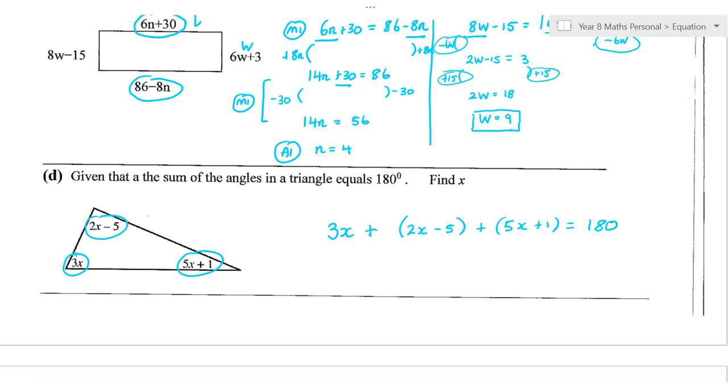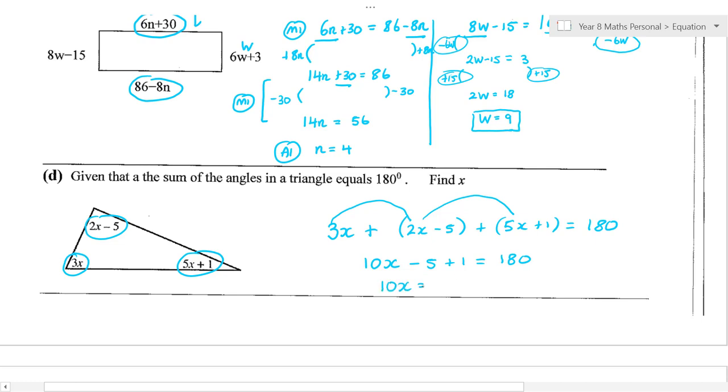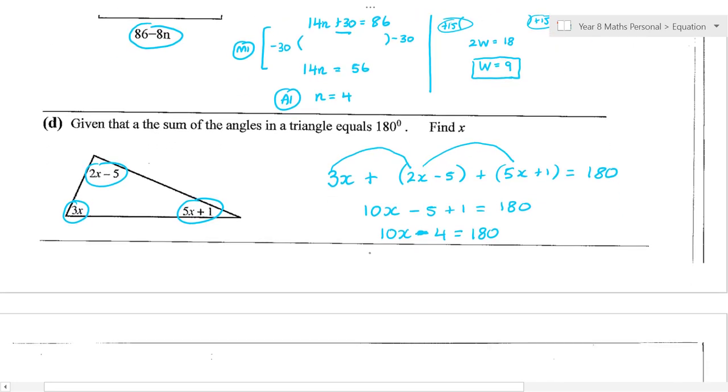All right, now let's add those things up. We've got 3 xylophones plus 2 xylophones plus 5 xylophones. That's going to be 10 xylophones, or 10x. And don't forget, we've got minus 5, minus 5, plus 1, as that equals 180. Now, on the left-hand side, minus 5 plus 1 is what? Is equal to negative 4. That's correct.